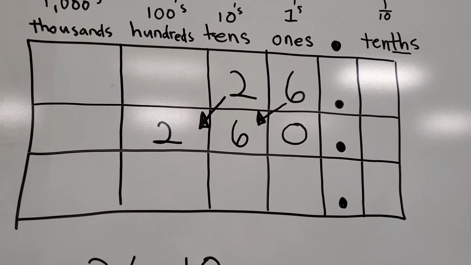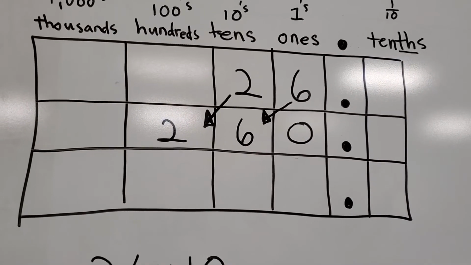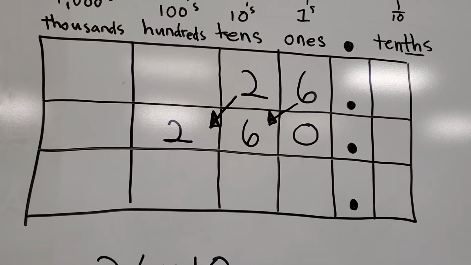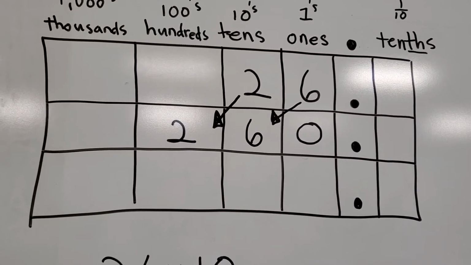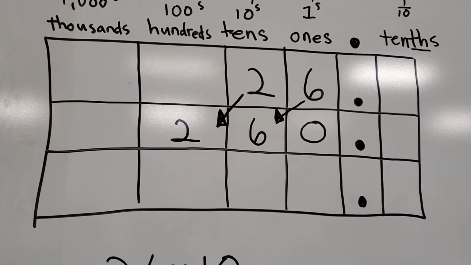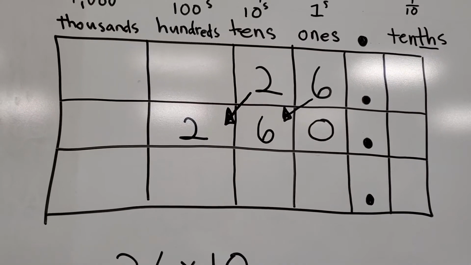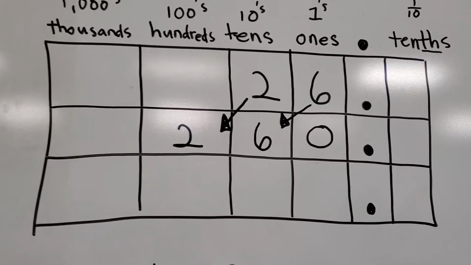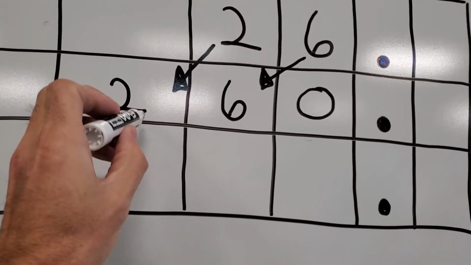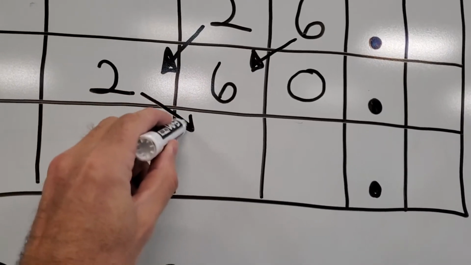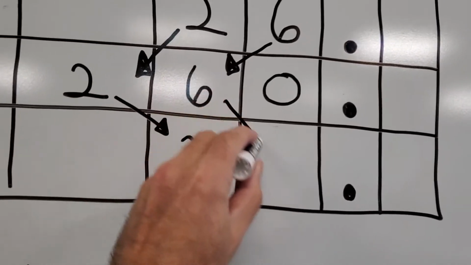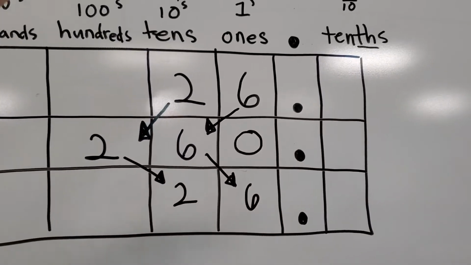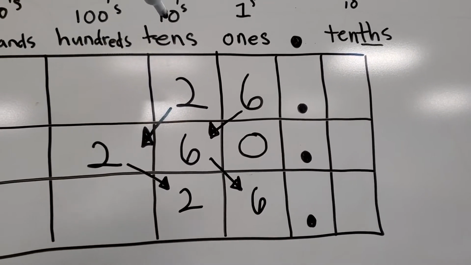And multiplying by 10 is going to move all of the digits one place to the left. If we're dividing by 10, you guys can imagine what would happen. Every digit is going to become 10 times smaller, so those would go to the right, and we could use arrows to show division by 10. And if we were to divide 260 by 10, we'd end up with our original number, 26.